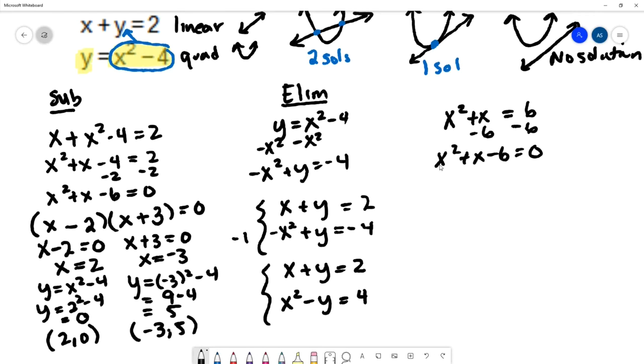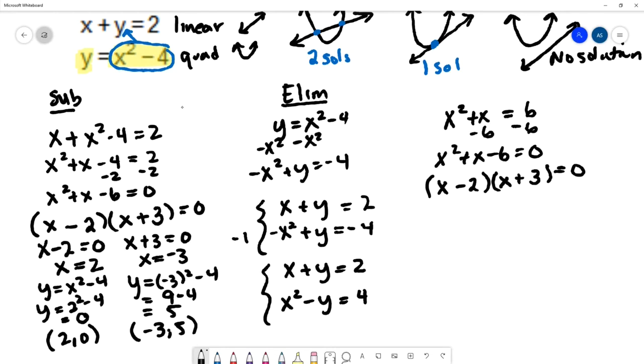And I'll factor this quadratic equation. Just like before, you can see it's the same quadratic equation as before. We have x times x gives me x squared. 2 times 3 gives me 6. Need a plus on the 3 and a minus on the 2. So this factors to be x minus 2 times x plus 3 equals 0.